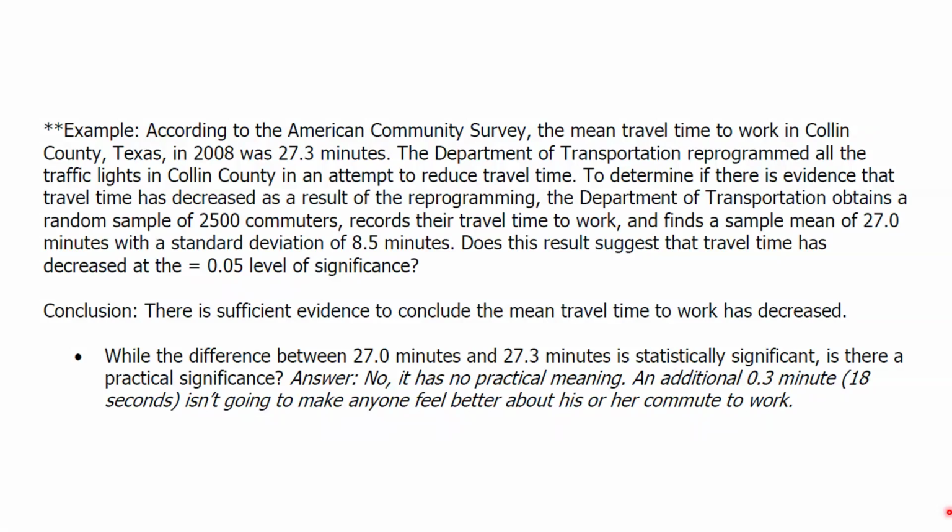So a 0.3 minute decrease is statistically significant because we have 2,500 people in our sample, giving us lots of power to detect even tiny differences. But it's not practically significant because saving 18 seconds on your commute doesn't actually improve your life in any meaningful way. So in this scenario, the huge sample size of 2,500 gave us so much statistical power that we could detect even this tiny difference. But with a smaller sample, we probably wouldn't have detected it. Okay, let's do another one.